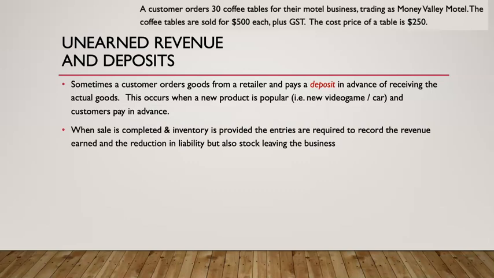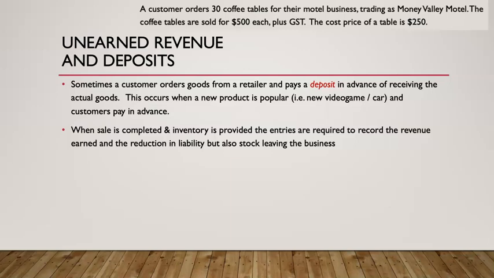When a sale is completed afterwards and inventory is provided, we also need to make entries to record the revenue earned and reduction in liability. I'll explain why it's a liability in a second, but also the stock leaving the business. What does that mean? Essentially, we need to record the actual sale.